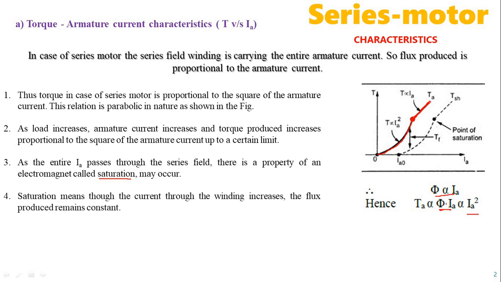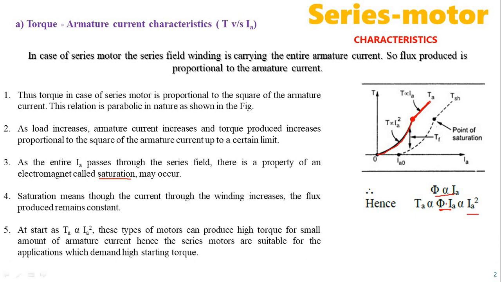Saturation means that though the current through the winding increases, the flux produced remains constant. Initially, flux is directly proportional to armature current. Once it reaches the saturation limit, the point of saturation, flux becomes constant. Hence, torque is directly proportional to Ia, so it produces a straight line after the point of saturation.